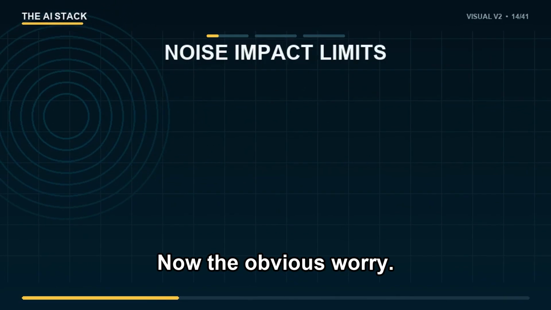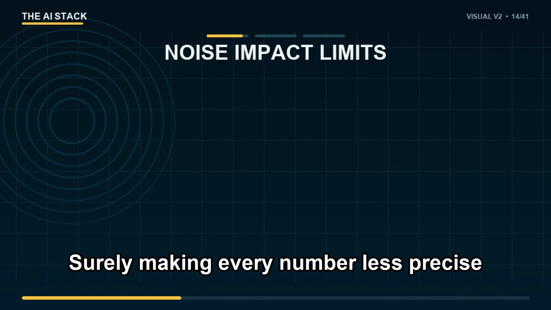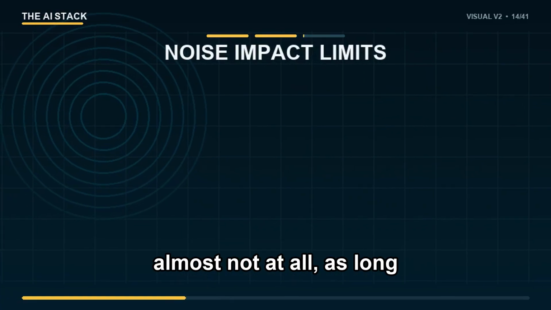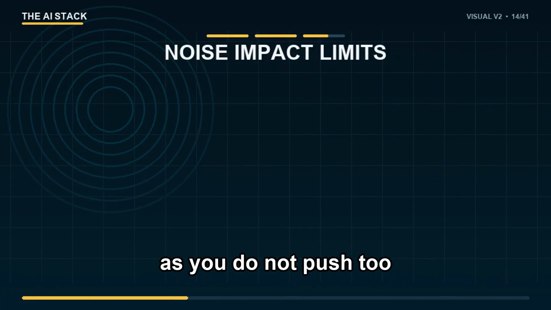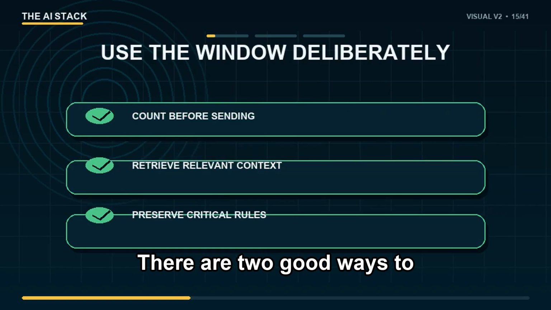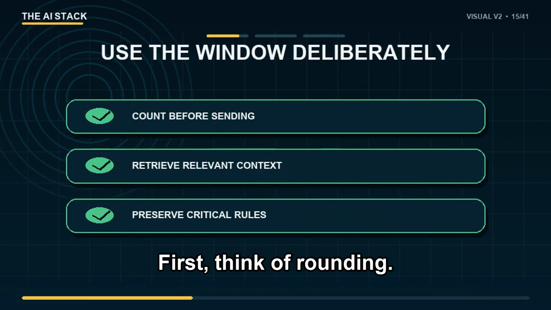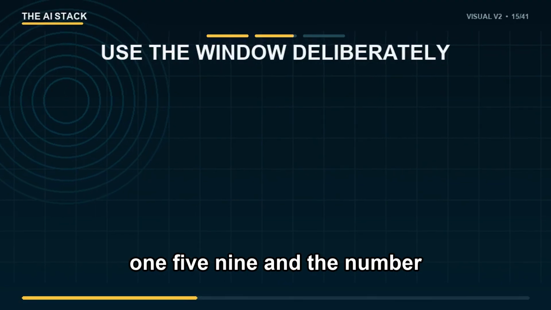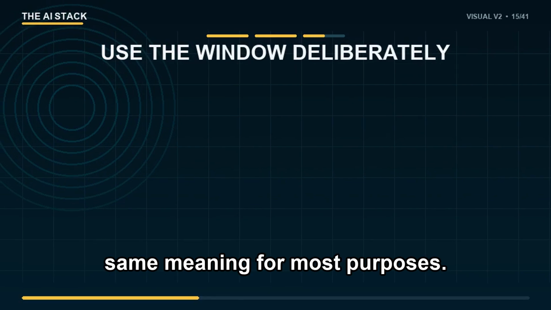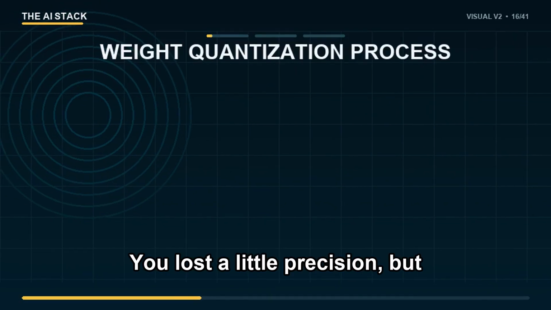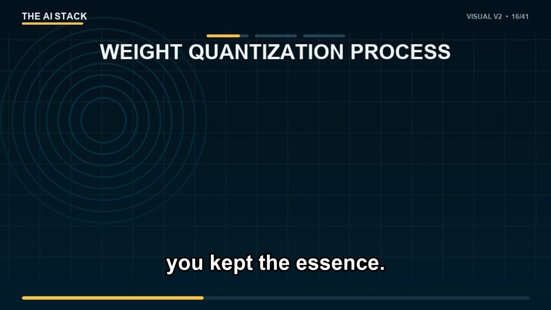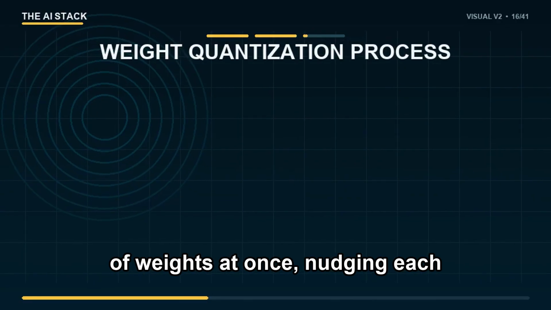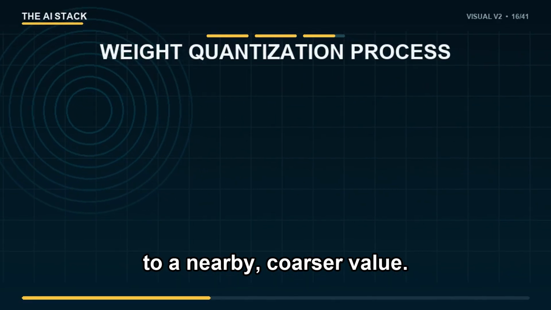Now the obvious worry. Surely making every number less precise makes the model dumber? And the genuinely surprising answer is, almost not at all, as long as you do not push too far. There are 2 good ways to feel why. First, think of rounding. The number 3.14159 and the number 3.1 carry almost the same meaning for most purposes. You lost a little precision, but you kept the essence. Quantization is doing that to billions of weights at once, nudging each to a nearby, coarser value.